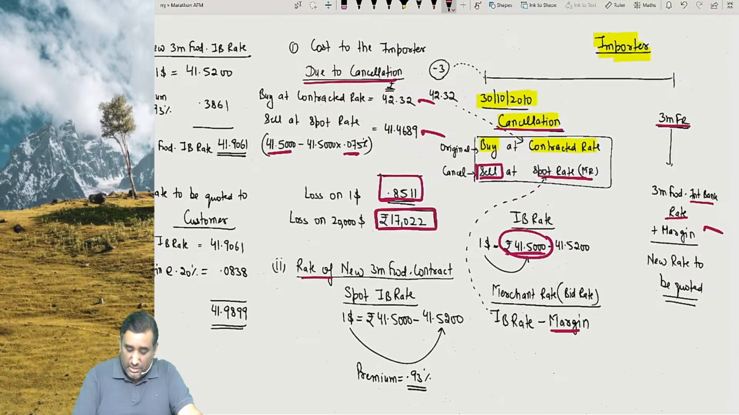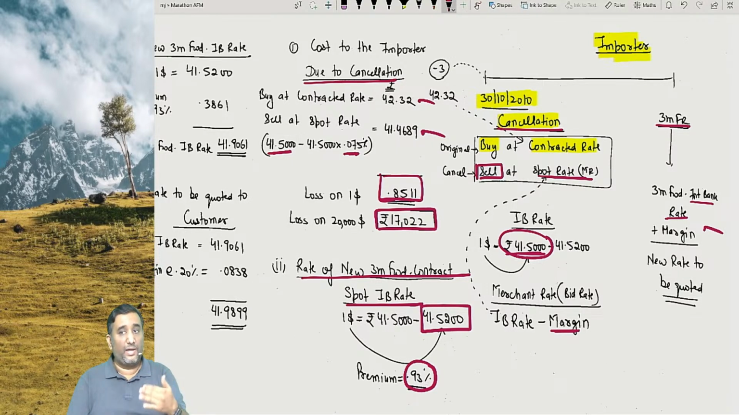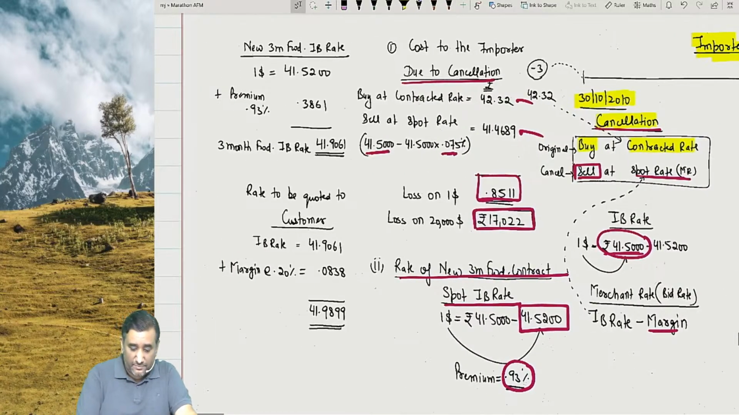Then we have a rate for 3 months. Since spot interbank rates are available, we need to find a rate for the importer. Let me first find the rate 3 months forward. So 3 months forward would be whatever we have as the spot rate, since the premium is given, plus 0.93, that will give me an interbank 3 months forward rate. And then while quoting to the customer, I'll add what? This is the 3 months interbank forward rate. While quoting the customer, add margin.